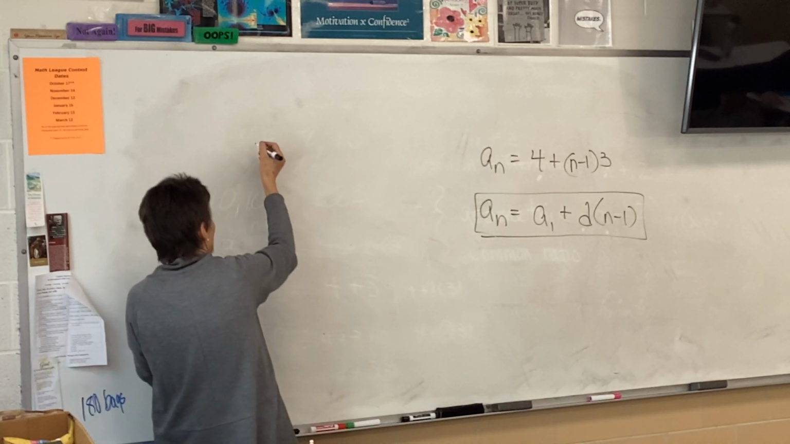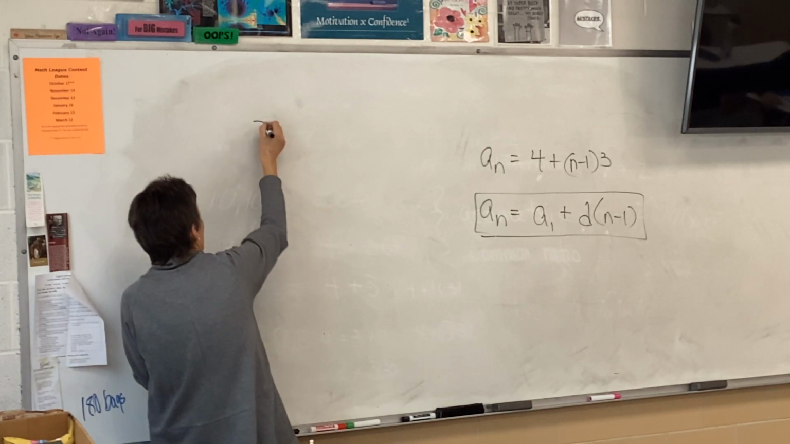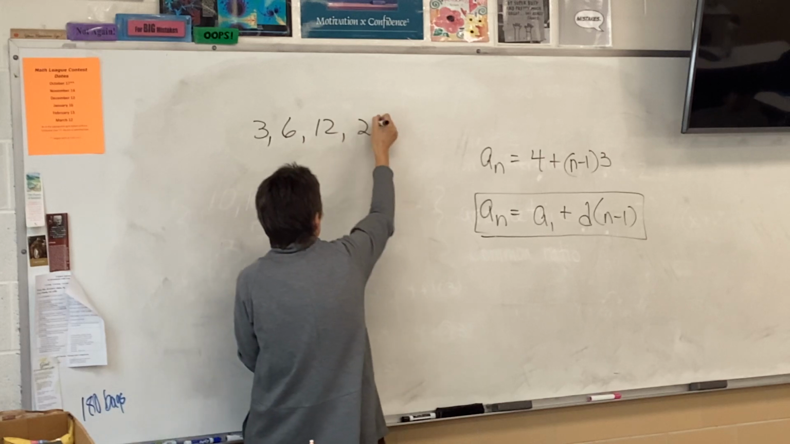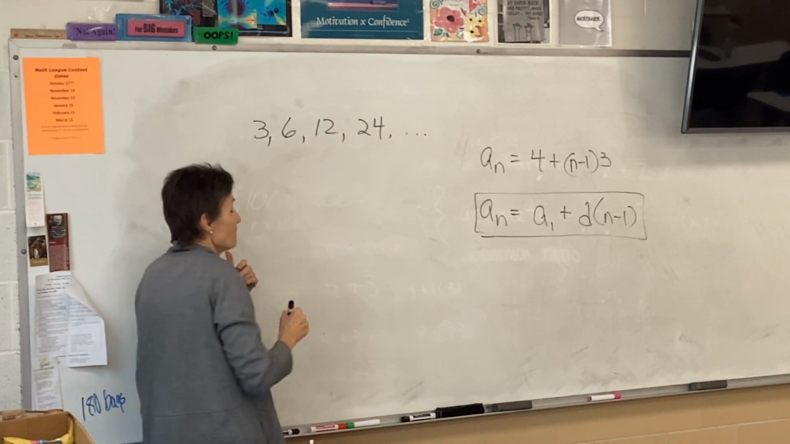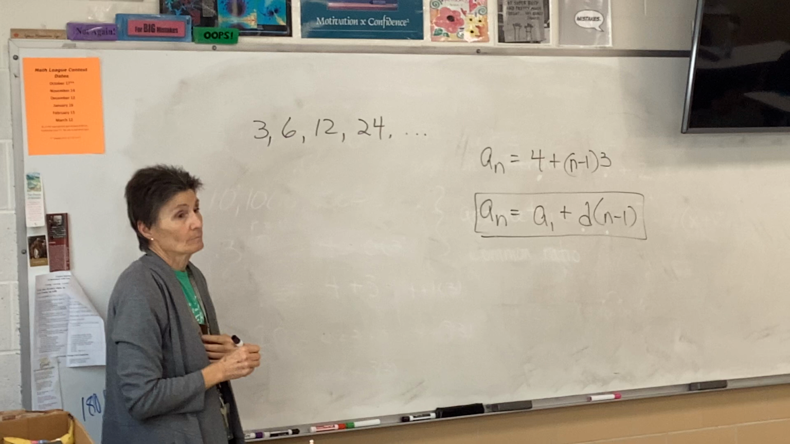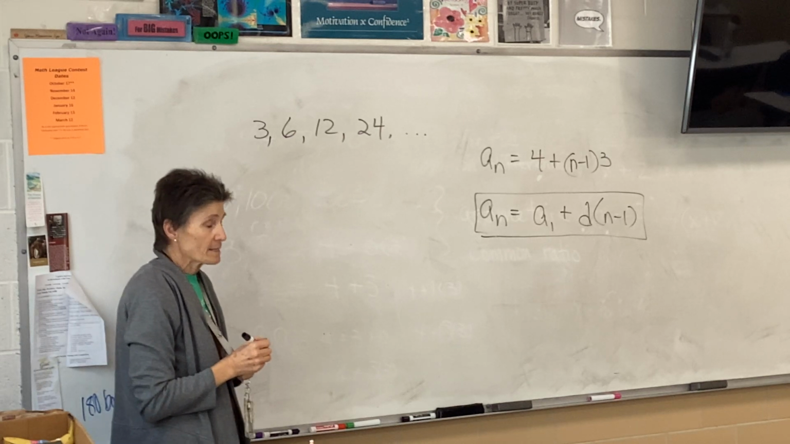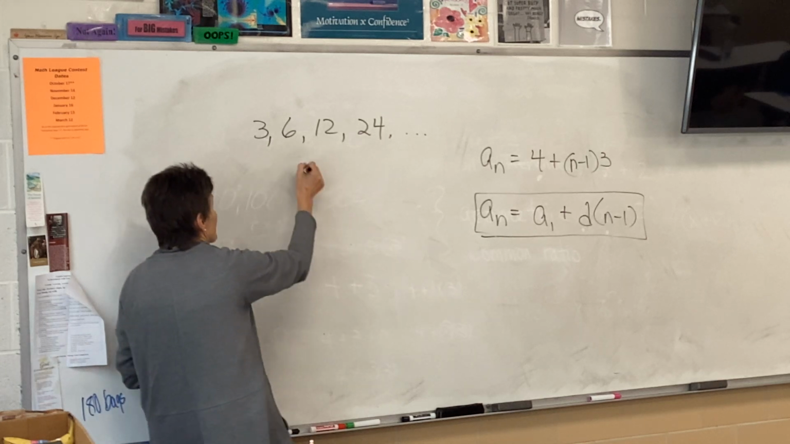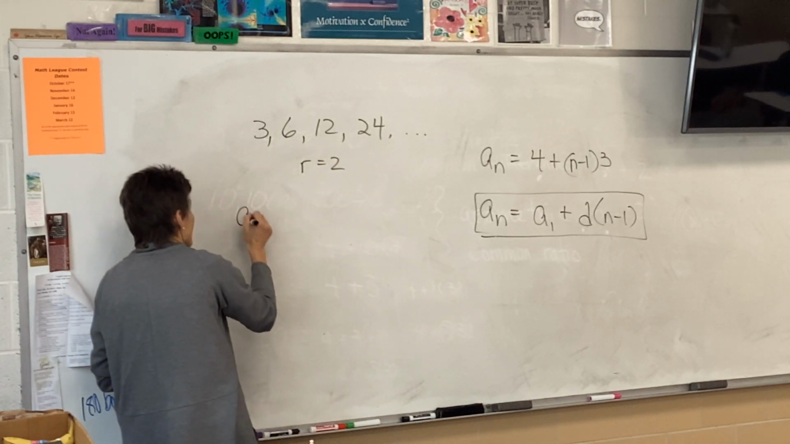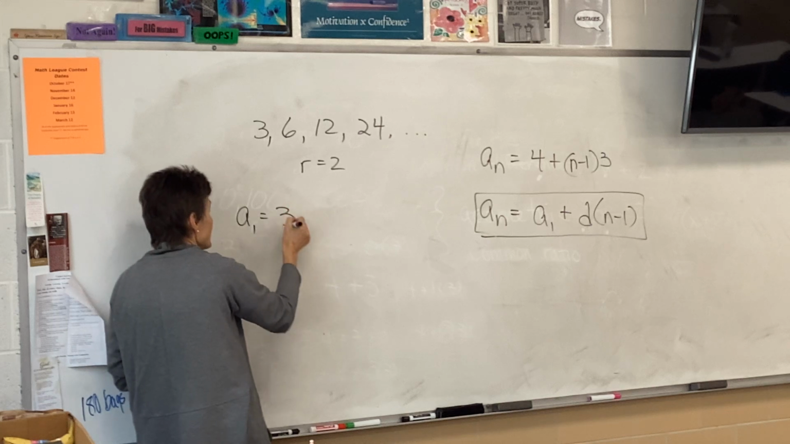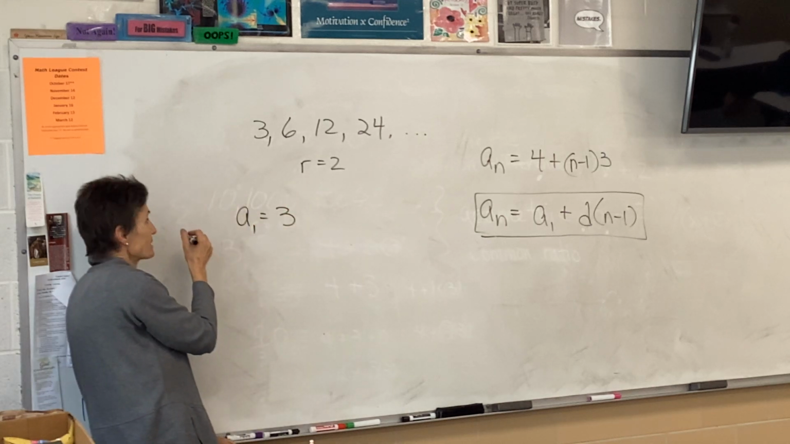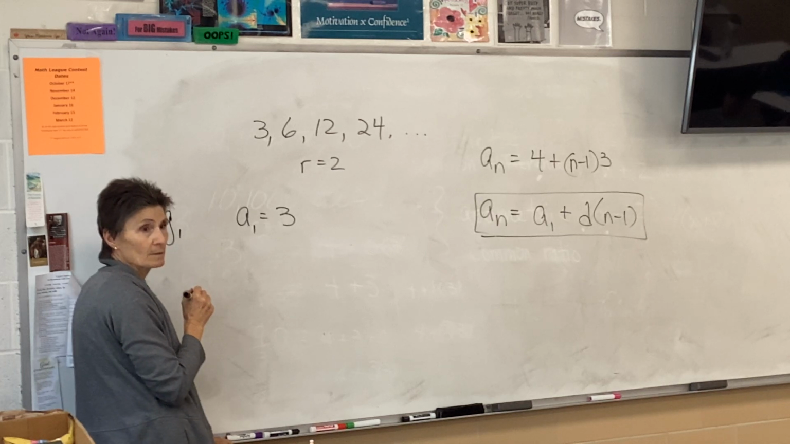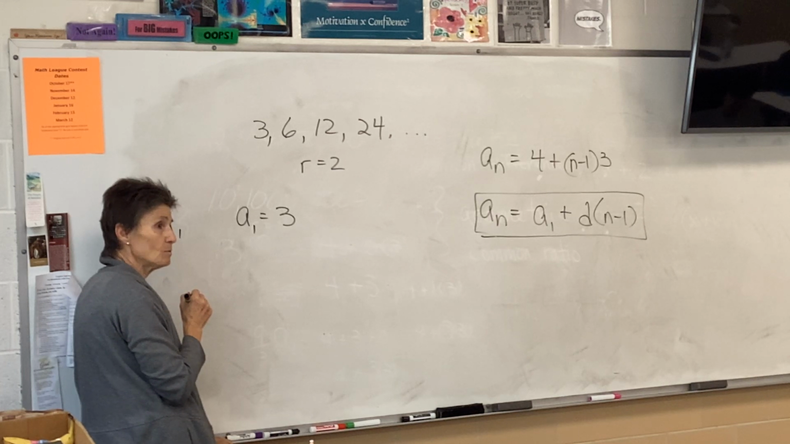Geometric sequence, let's think of something a little bit different. How about 3, 6, 12, 24? Is that geometric? If it is, it has a common ratio. What's its common ratio? 2 times 6, the ratio is 2. So the first term is 3. Now you're gonna see in the notes that sometimes he'll say G sub 1. Does that matter? Is that gonna confuse us? No.